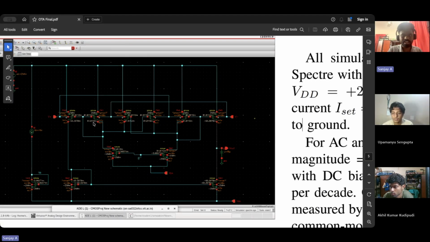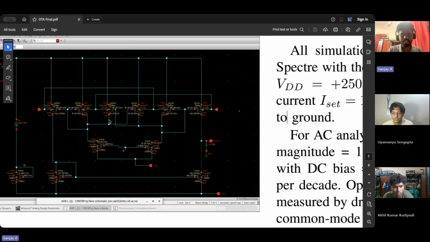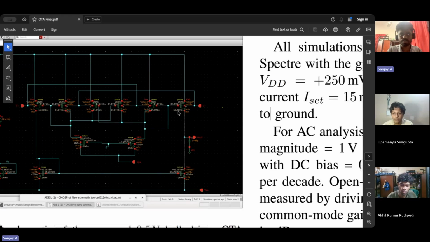The input transistors are M1A, M2A, M1B, and M2B. All are PMOS transistors sized at width 20 micrometer and length 1 micrometer. In a conventional OTA, you would connect your differential input V plus and V minus to the gate terminals of these transistors. We do not do that. Instead, V plus is applied to the bulk terminal of M1A and M2A, and V minus is applied to the bulk of M1B and M2B.